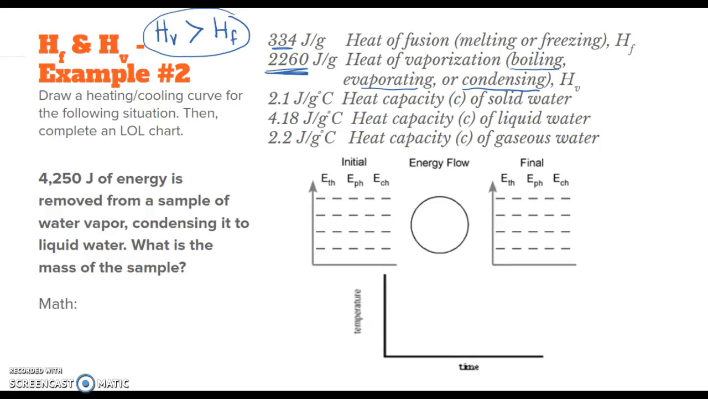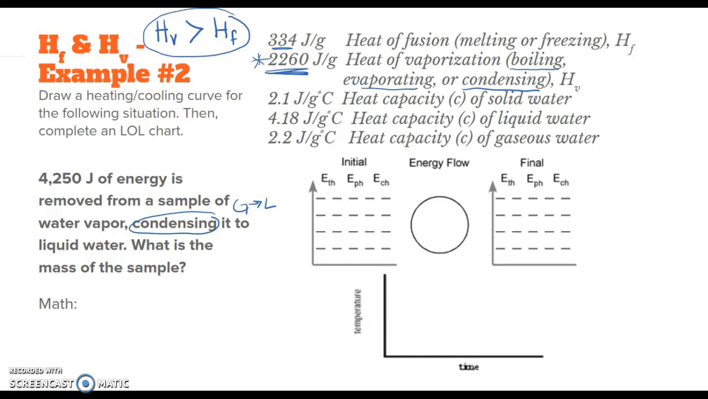For this problem, we're going to take a look at our temperature versus time graph first. The problem tells us that 4,250 joules of energy is removed from a sample of water vapor, condensing it, that's a gas to liquid phase change, into water. What is the mass of the sample?